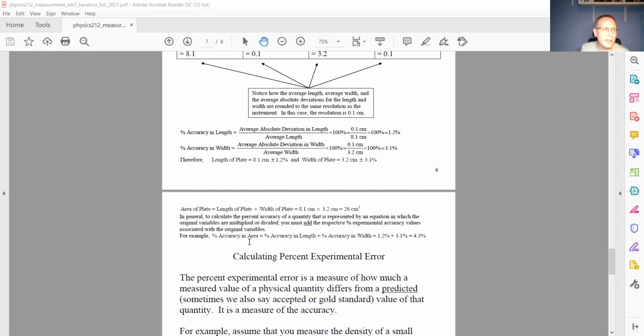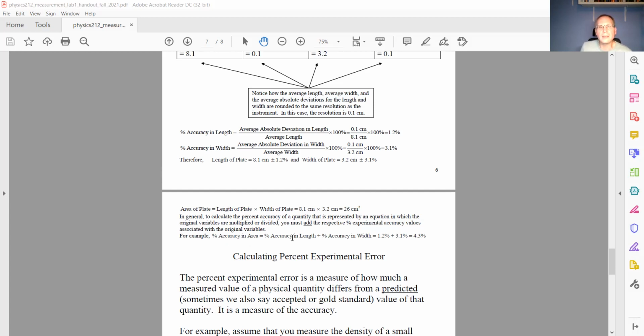Well, the rule is, and you're going to see this rule over and over again, if you have an equation that involves multiplying variables. In this case, I have area as length times width. Actually, whether the variables are multiplied or divided, the same rule applies. If you want to find the percent experimental accuracy for the dependent variable, the area here, you add the respective percent experimental accuracies for length and width. If you multiply or divide those variables, you always add the percent experimental accuracies.